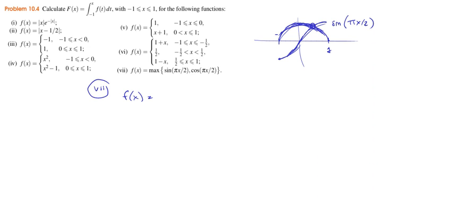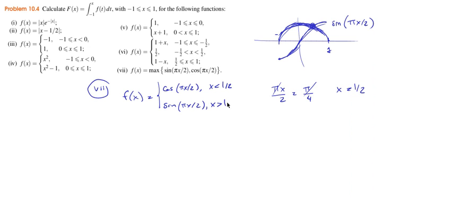So they both cross when the sine and the cosine are exactly equal, when their argument pi x over 2 is equal to pi over 4, right? And so that means that x is equal to 1/2. Okay, so f is going to be the cosine of pi x over 2 whenever x is smaller than 1/2, and the sine of pi x over 2 whenever x is greater than 1/2.